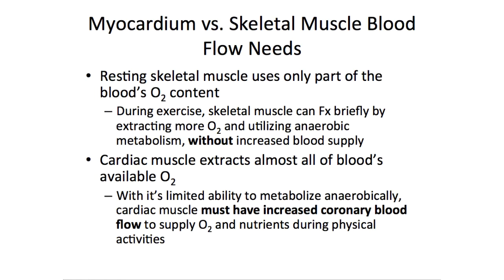There are some key differences between the myocardium and skeletal muscle. For instance, resting skeletal muscle uses only part of the blood's oxygen content. During exercise, skeletal muscle can function briefly by extracting more oxygen and utilizing anaerobic metabolism without increased blood supply. On the other hand, cardiac muscle extracts almost all of the blood's available oxygen. And with its limited ability to metabolize anaerobically, cardiac muscle must have increased coronary blood flow to supply oxygen and nutrients during physical activities.